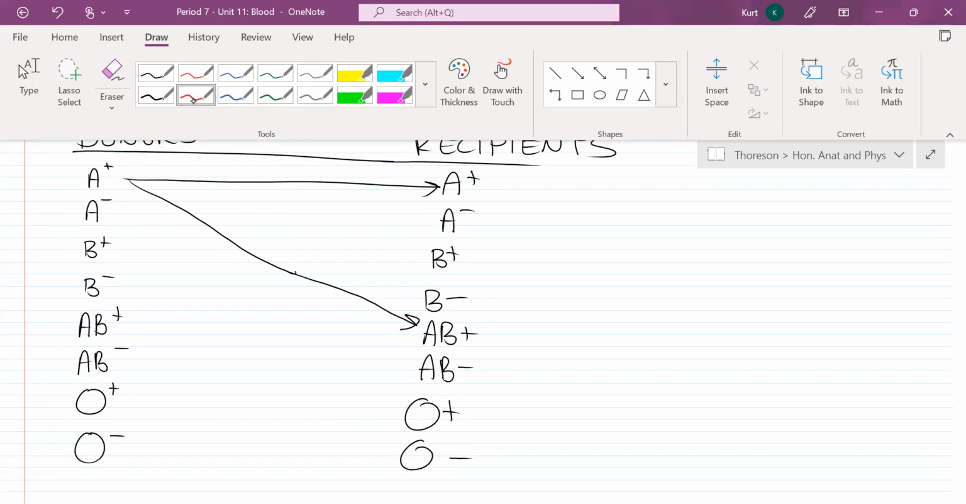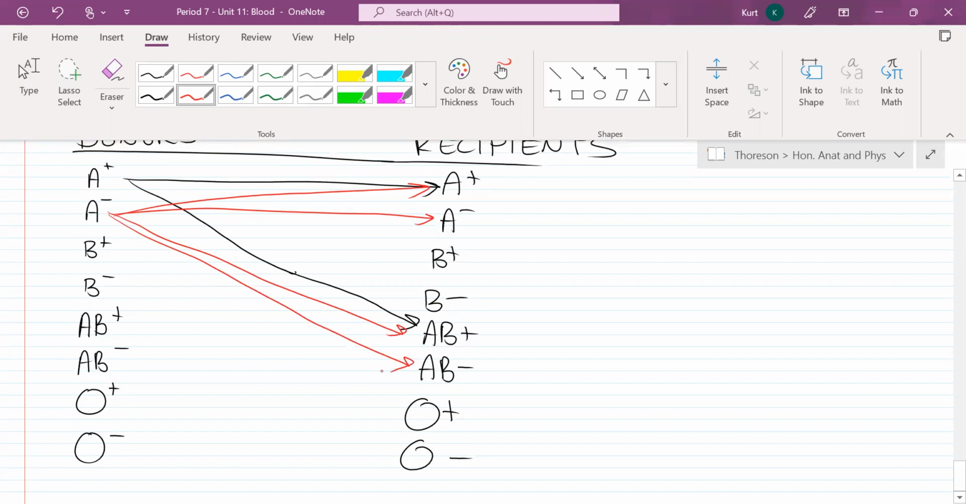Okay. A negative. Who can A negative donate to? Both A's. Very good. And who else? Both ABs. Nice. Cooper, at least you're starting to get the hang of it. Okay. Let's keep it going.